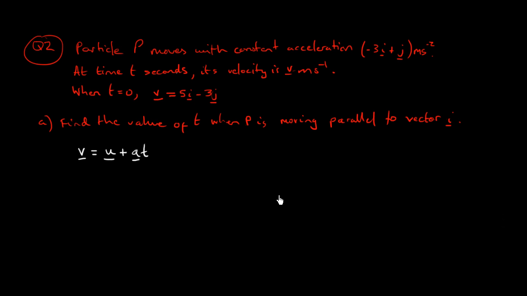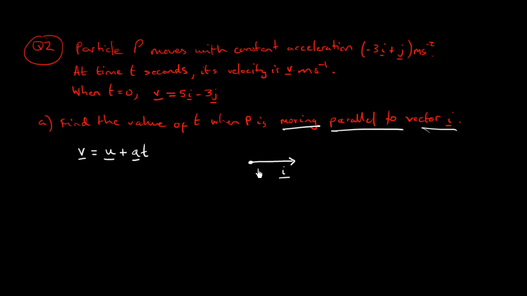So let's use this equation to write down everything we know and see if we can figure out what t is when the condition they're giving us is satisfied. What's the condition? P is moving parallel to vector i, and the moving vector is the velocity vector. So when they say that P is moving parallel to vector i, it means that at some point that particle is going to be moving in this direction, because that is i.